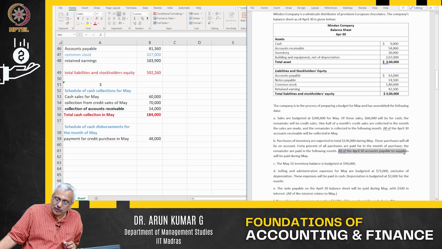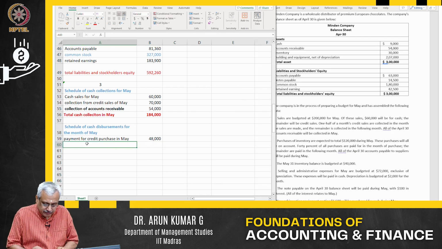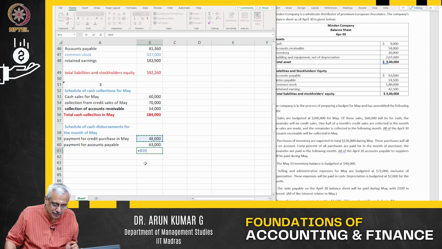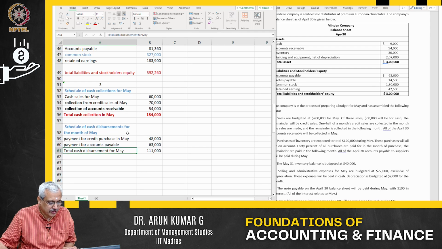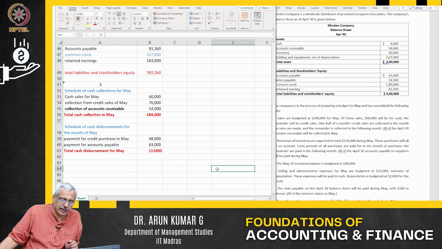All of April 30th accounts payable to suppliers will be paid in May. That is payment on accounts payable. What is accounts payable for the month of May? 63,000, as you can see from the balance sheet. So, what is the total disbursement for the month of May? That is total cash disbursements for May. This is what we call total cash disbursement for the month of May.